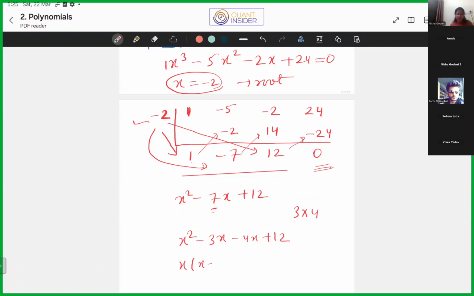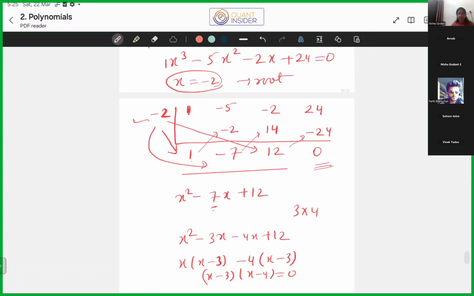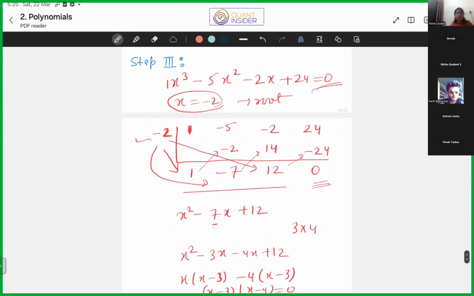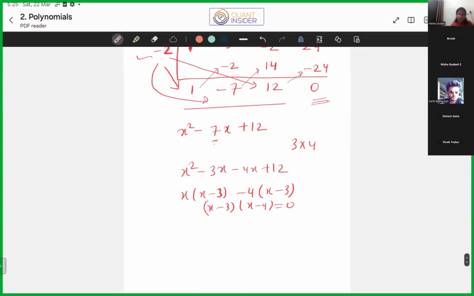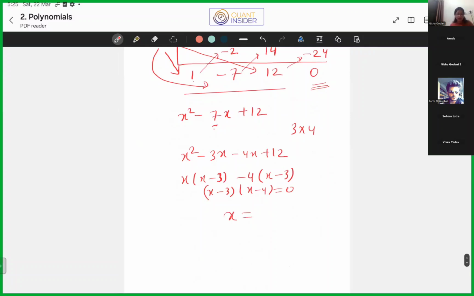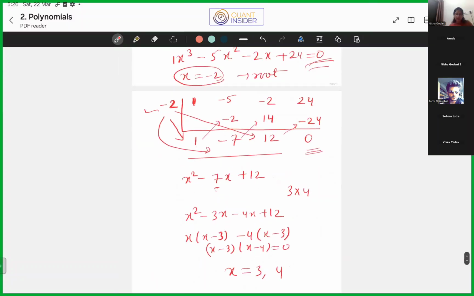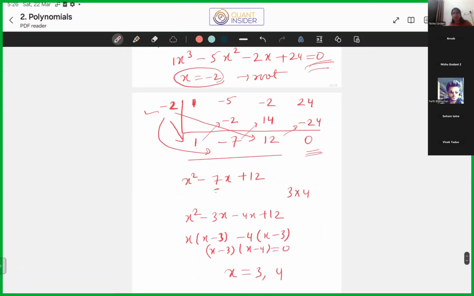So you can take x common, so it is x minus 3, then minus 4 common, x minus 3, then you have (x minus 3)(x minus 4) equal to 0. Equal to 0 because we are solving the equation, and the right hand side is 0. So you have x equal to 3 and x equal to 4. So in this way, you have three roots: -2, 3, and 4.